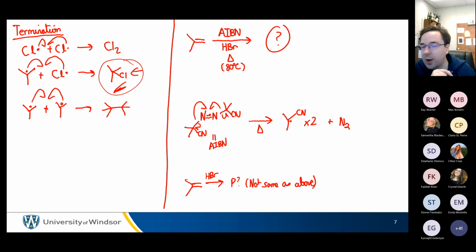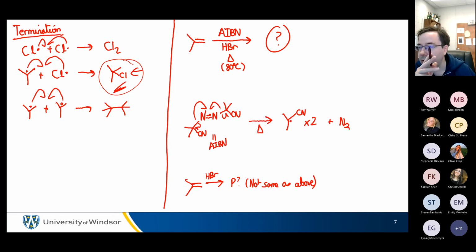What's the best way to tell if you have a radical mechanism? Light is normally a good clue, or if you have one of the radical initiators. So we've seen AIBN, and we're going to see benzoyl peroxide. There are lots of others. I am not going to use any others in this class. It will be either AIBN or benzoyl peroxide.